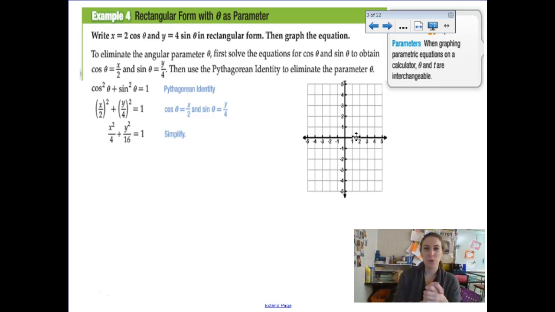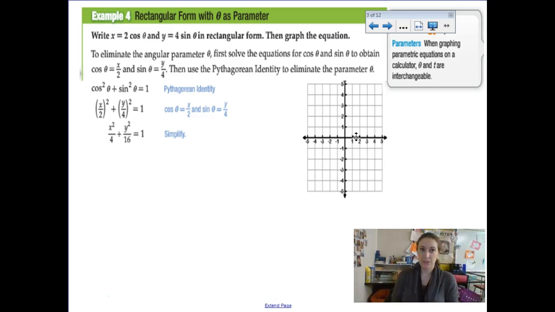Alright, so what we're going to think about today is how we can create rectangular form with theta as a parameter, theta referring to a trigonometric angle typically. And we have to go back and think about our trig identities. This example here is already done for you. They started off with the parametric equations x equals 2 cosine theta and y equals 4 sine theta. So real basic parametric equations that we're given.